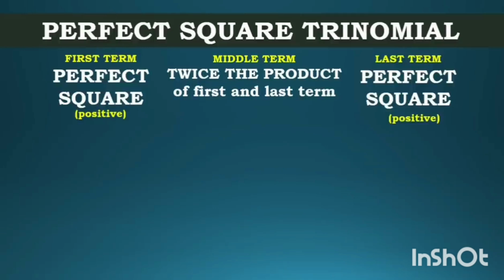And then next, our last term must be a perfect square, and it must be always positive. So, ang last term natin, just like your first term, dapat perfect square din siya. At it's always positive. So, ang sign nito dapat laging positive. So, to sum it up, the first term and the last term must be a perfect square and a positive term. And then, ang middle term natin, it must be twice the product of first and last term. Okay, let's have an example.